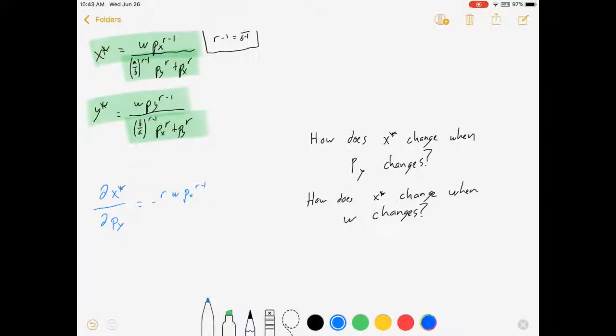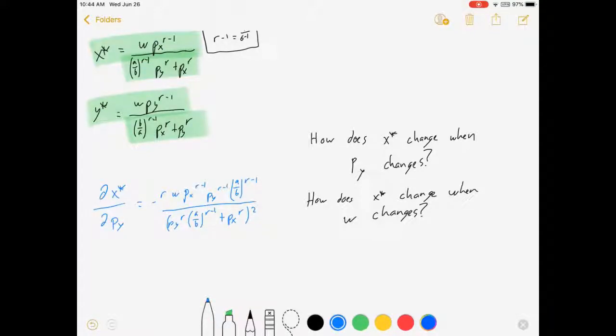px to the R minus 1, py to the R minus 1, and A over B to the R minus 1. So I guess I could have put all of those in a parenthesis and put them all with the same R minus 1, but that's okay. Divided by py to the R times A over B to the R minus 1 plus px to the R, and all of that stuff raised to the second power.